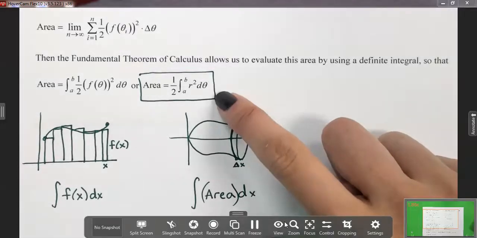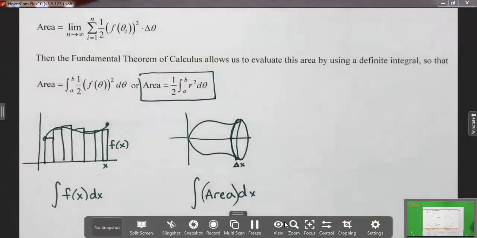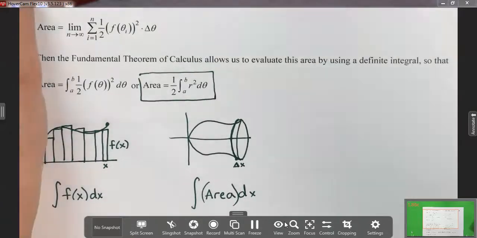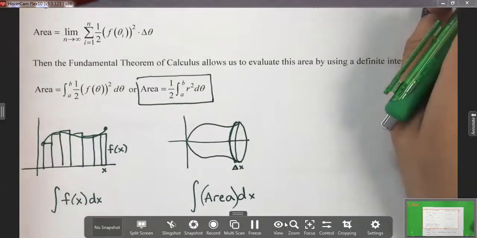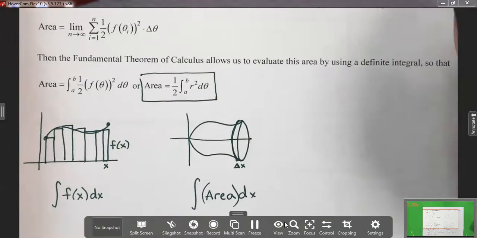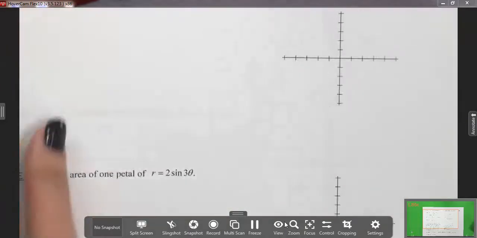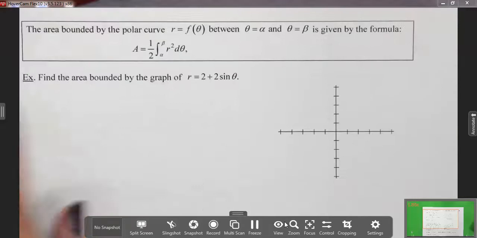Polars has a 1/2 in front, shells have a 2 pi in front, discs and washers have a pi in front, and area has nothing in front, like area of rectangular has nothing in front. So remember all those things. Questions? Okay. Here is the formula again for you, if you need it.